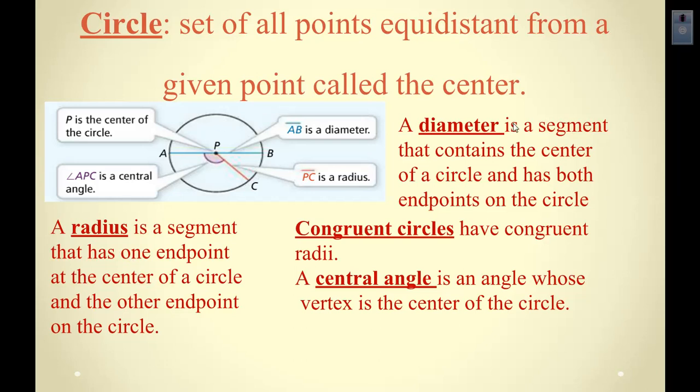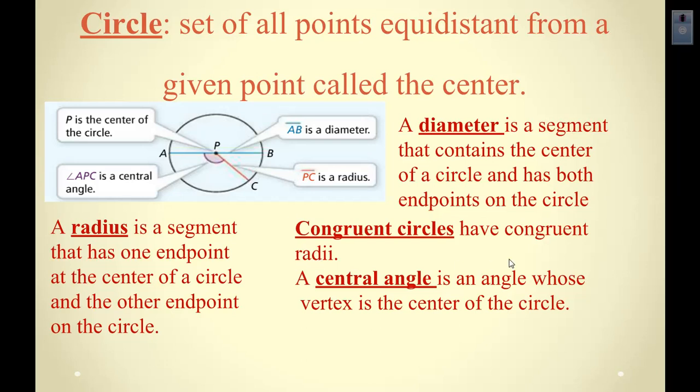We have a diameter. It's going to be a segment that contains the center of the circle and has both endpoints on the circle, like AB. AB is a diameter. PC is a radius. Congruent circles have congruent radii, which means they have the same radius length.